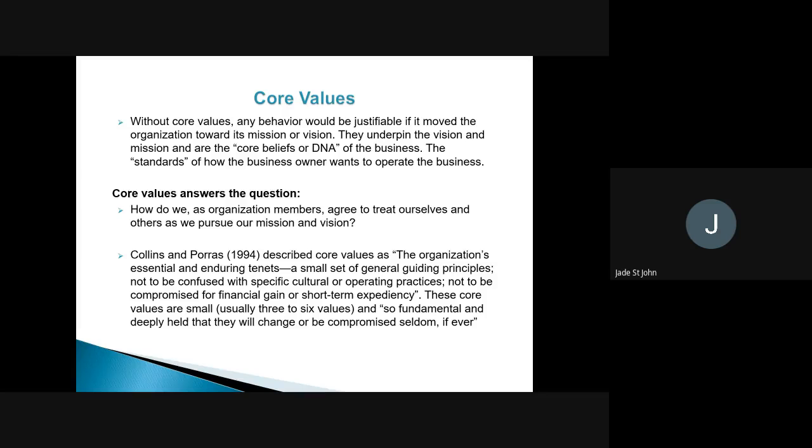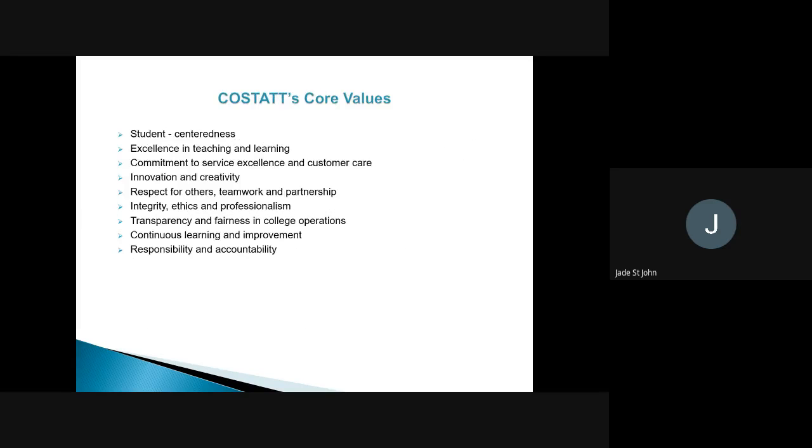Not to be compromised for financial gain or short-term expediency. These core values are small, sometimes 3 to 6 words. Some organizations have more than 6, as you would see in an example that I have. Core values are fundamental and deeply held, so they will change or compromise seldom, if ever. So if we need to add a couple of core values or take some out, we don't practice this anymore, we practice that, you can arrange the core values to really suit your organization, right?